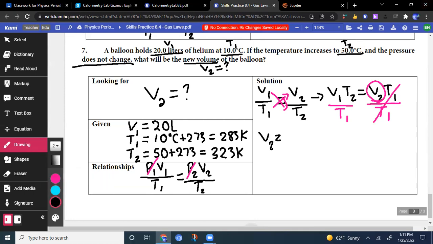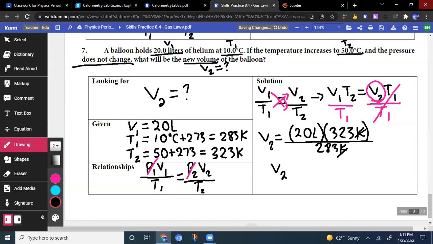Plugging this in, you get V1, which is 20 liters, times T2, which is 323 Kelvin, all over T1, which is 283 Kelvin. See, Kelvin cancels. And you should also see you're dividing by a smaller temperature. If you make your denominator smaller, your whole fraction answer is bigger. So our volume should go up from 20. So 20 times 323 is 6,460. Divide that by 283. And it went up to, we'll just round that, about 22.8.